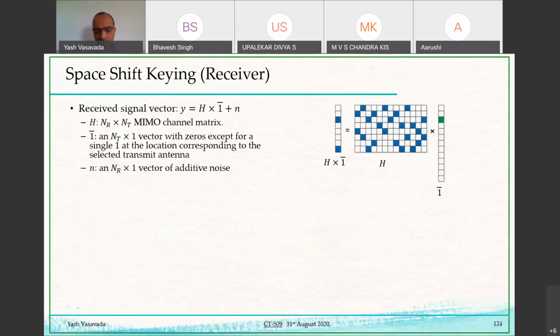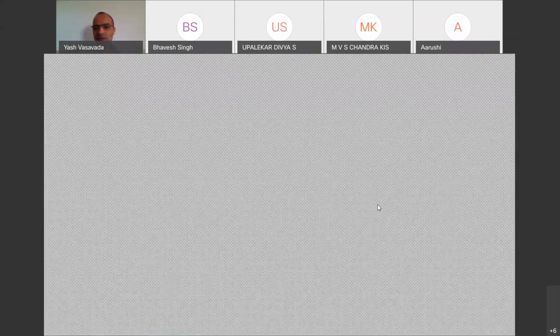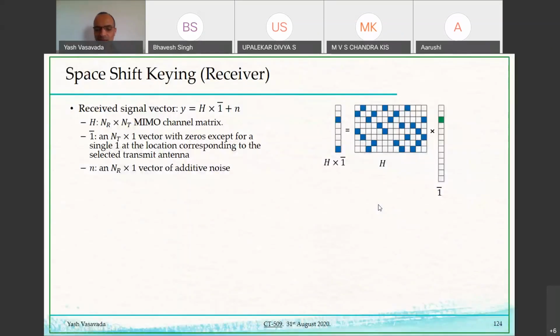Now, if I extend this and say that, well, I will deploy some compressive sensing algorithm and figure out not only which one antenna was transmitted, but at the receiver using the CS algorithm, I can even figure out which 2 out of 5 antennas have been selected. And so at the transmitter, I will activate not only one antenna at any given time, but some random selection of 2 antennas out of 5.